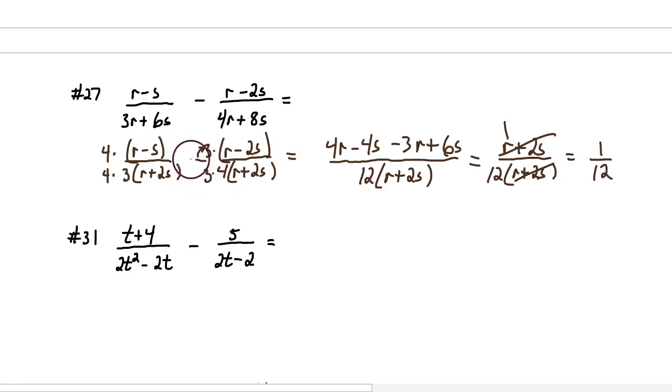Right here in the middle is something you need to be careful of. You've got to pay attention to if this is a minus sign or a plus sign, because that affects this number here that you're distributing in the parentheses.